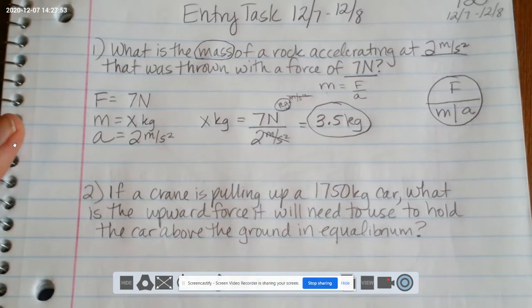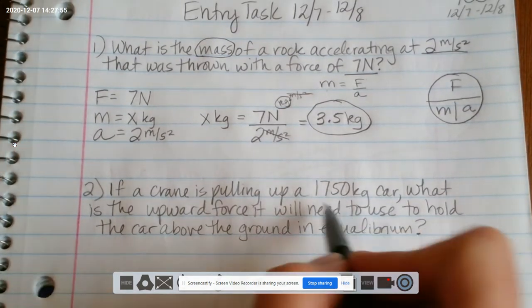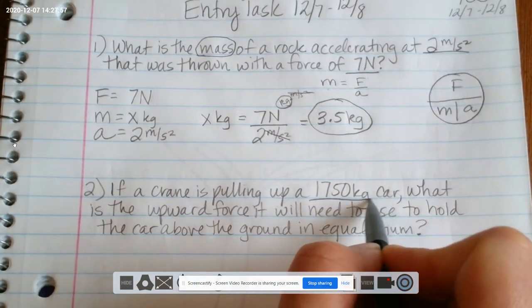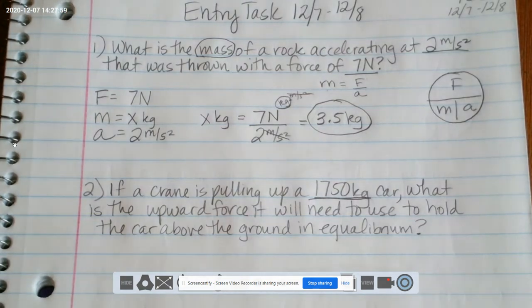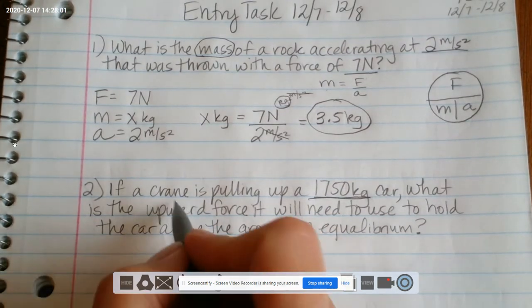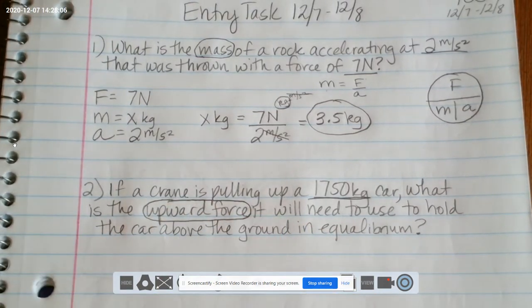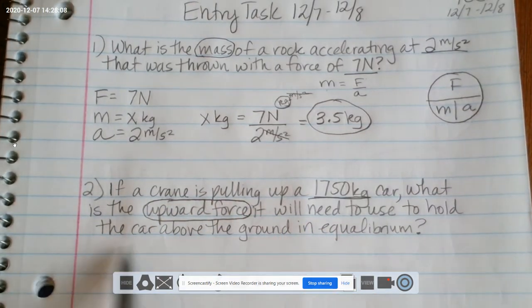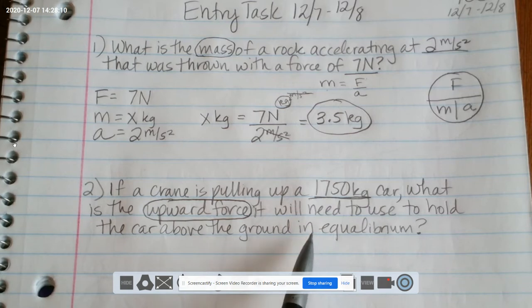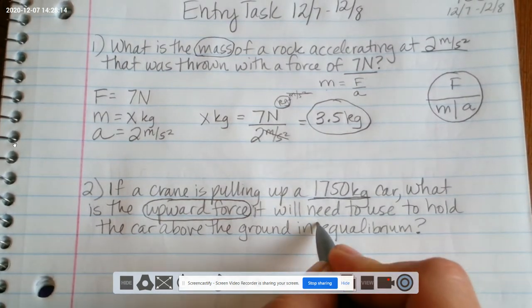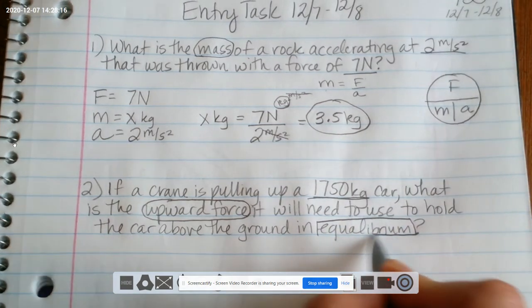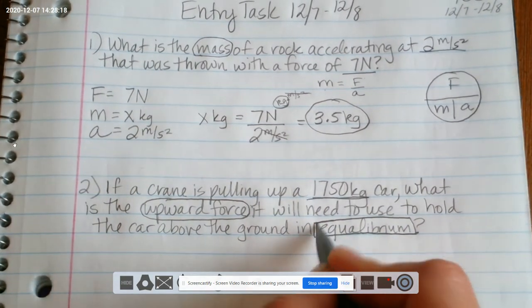Okay. If a crane is pulling up a 1,750 kilogram car, that's a mass, what is the upward force it will need to use to hold the car above the ground in equilibrium? I'm going to circle that whole thing. So this is one of those questions where we have this vocab word here. I'm going to put a box around equilibrium. You've got to know what they're asking for.